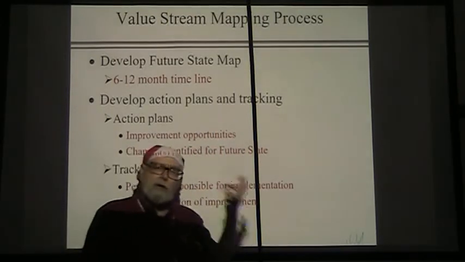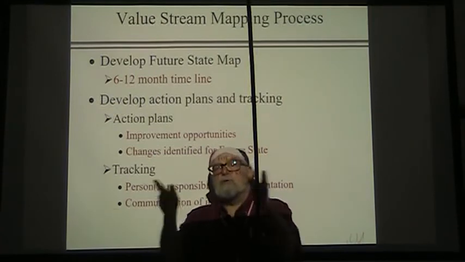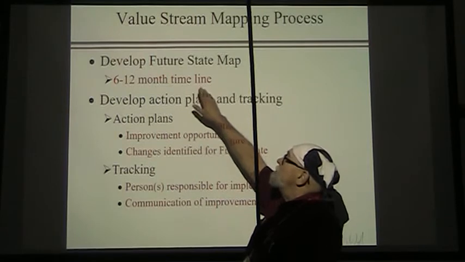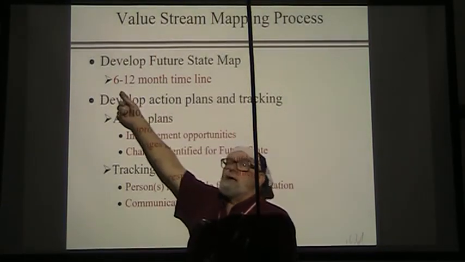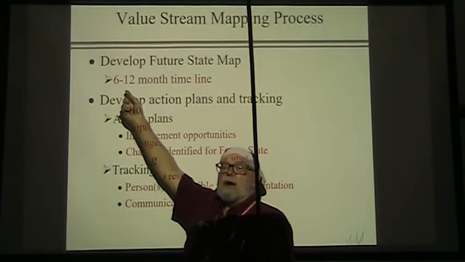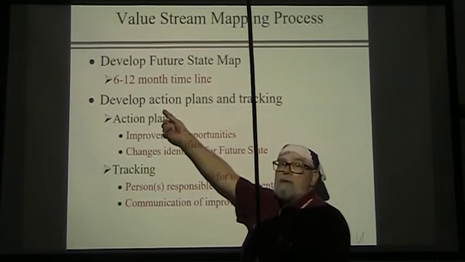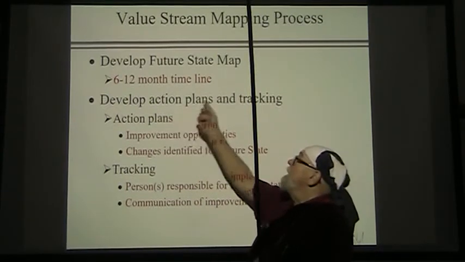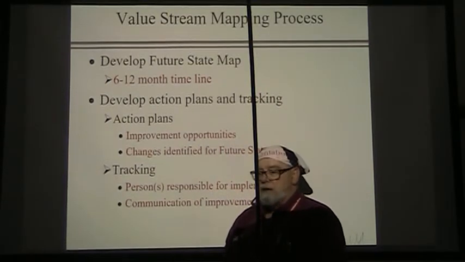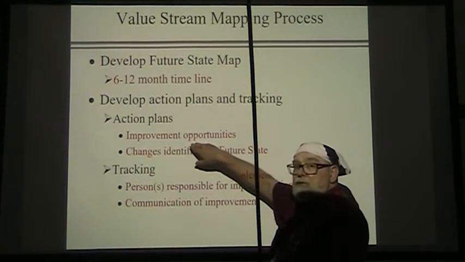All right, so we've got a current state map, we've got an ideal state map. In between those, we have the future state map. That should be what we expect the process to look like in 6 to 12 months. So we put together action plans and we track those actions to make sure that they're being completed. So action plans should be on improvement opportunities.